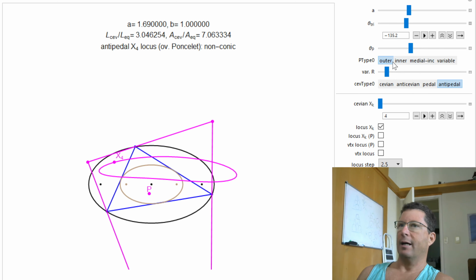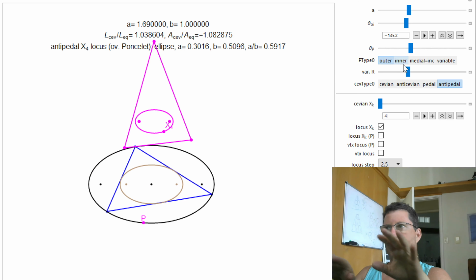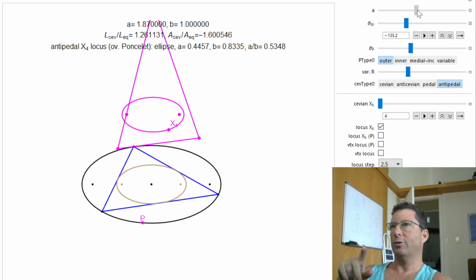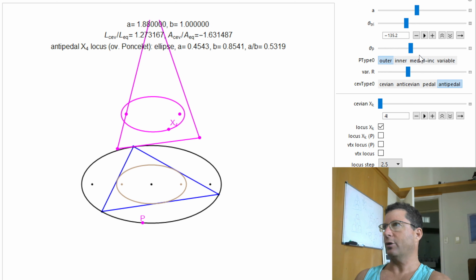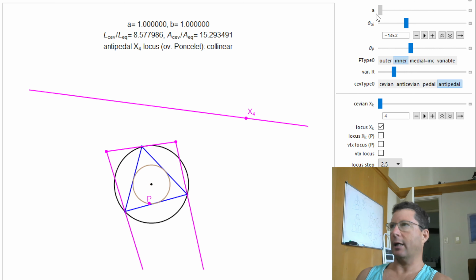Okay, so I think the salient phenomenon regarding X4 is that it is an ellipse in general, and then as you bring P closer to the... is that what we were seeing before? Yeah. So yeah. Okay.